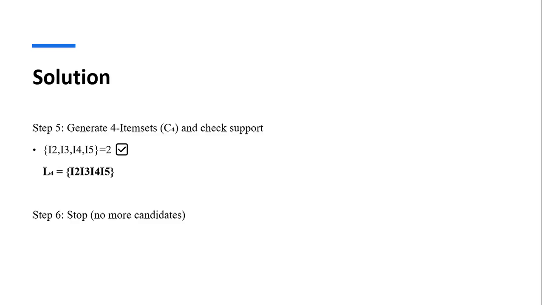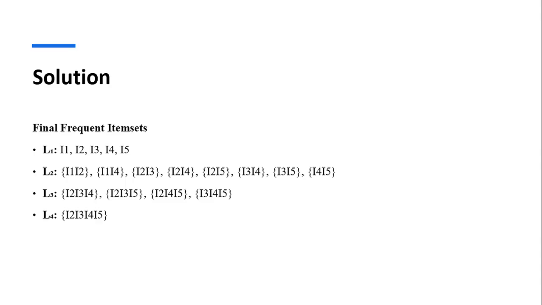Now if I generate the fifth item set, I cannot generate it because I1 does not have that much support along with the other items. So that's why I cannot generate the fifth item set. I have to stop here. No more candidate support is present. At the end, I will be writing the final frequent item set.